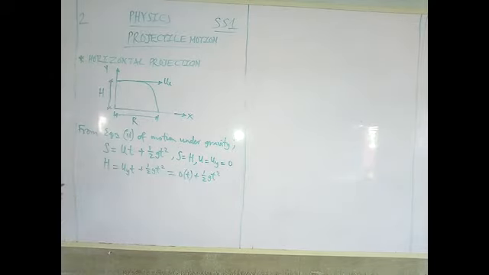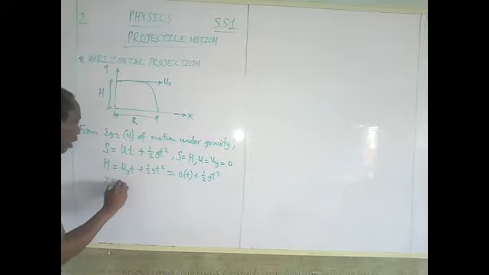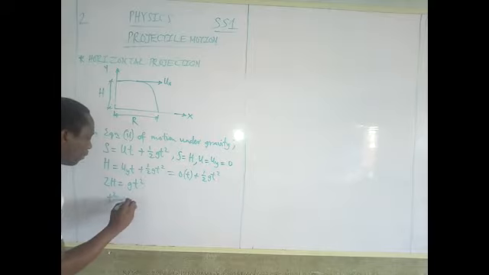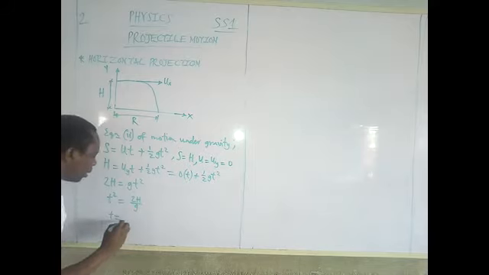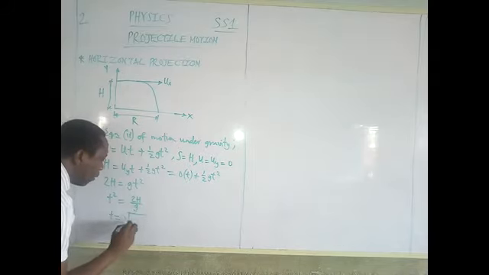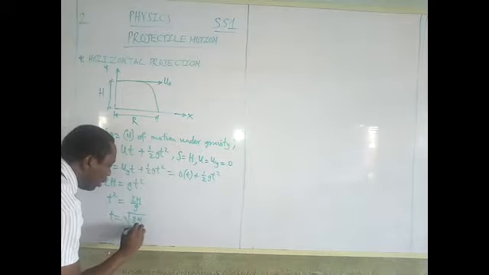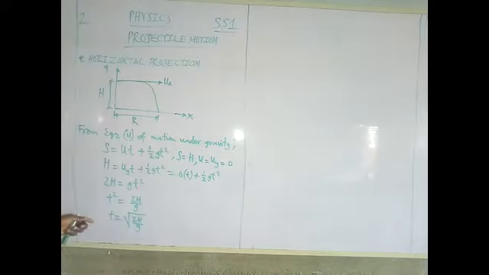If we move these two to the side of h, we are going to have 2h is equal to gt squared. By making t squared the subject of the formula, I have 2h all over g. If I make t the subject of the formula, that will give me the square root of 2h all over g. This is the formula for calculating time in horizontal projection. Take note of that. Don't forget, if it is vertical projection, our t is u all over g, and the u there is u subscript y. But here, to determine time in horizontal projection, we make use of the square root of 2h all over g.